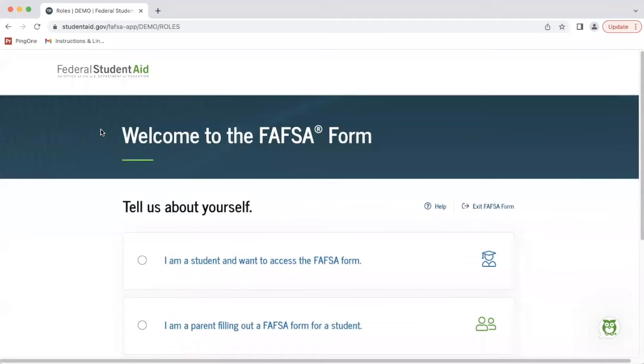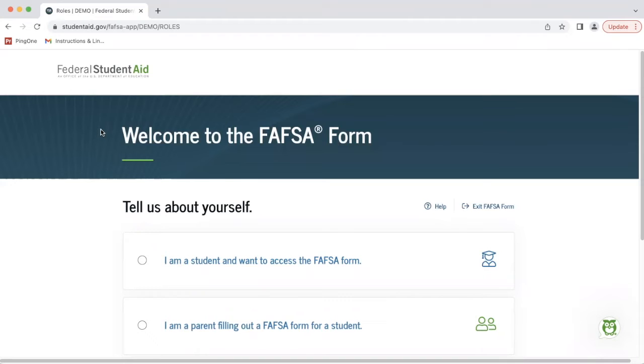Hi, everyone. I'm Keith Ritchie, Senior Outreach Counselor for Kentucky Higher Education Assistance Authority, or KHEAA. Today, we're going to be walking through the 2324 Free Application for Federal Student Aid, otherwise known as the FAFSA.